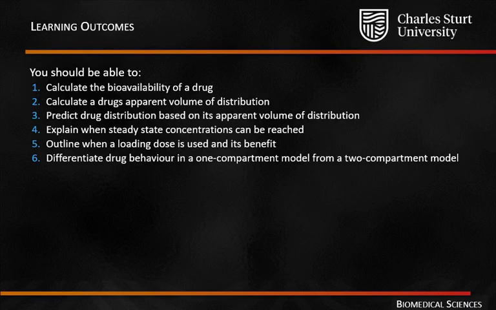You should be able to explain when a steady state concentration can be reached, so when you're balancing the ins and outs, and also how long it takes to get to that steady state concentration. Also be able to outline when a loading dose is used and what its benefits are, and differentiate drug behavior in a one-compartment model from a two-compartment model where there is a second compartment which can affect the elimination, so you have that alpha and that beta phase.